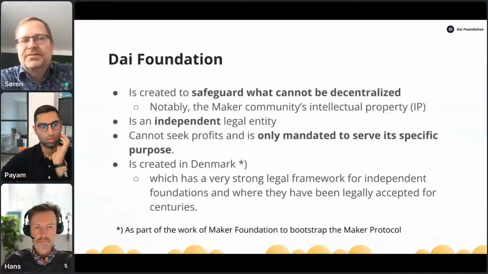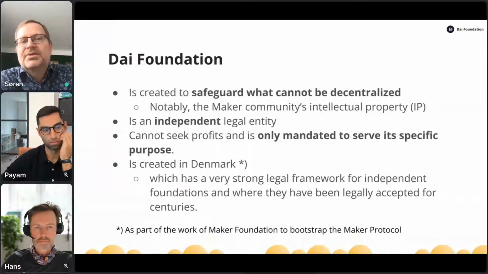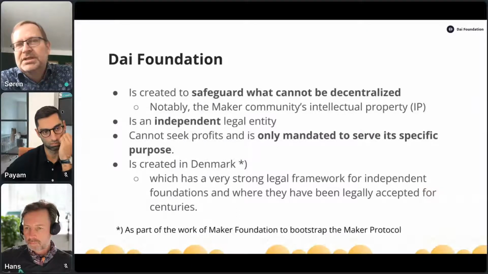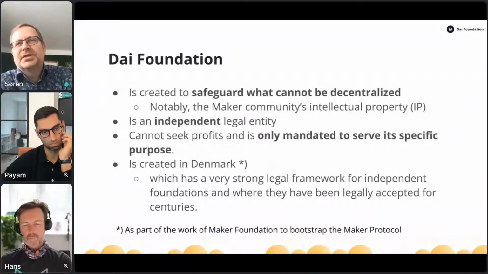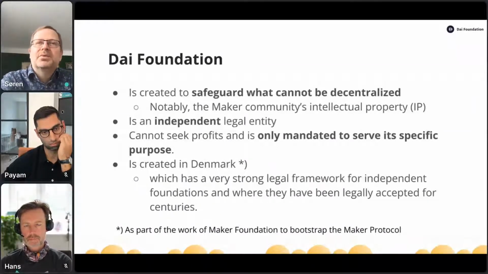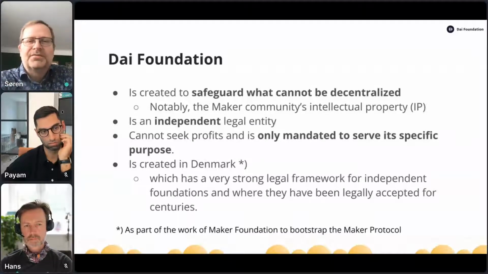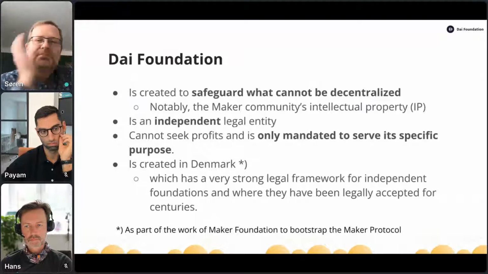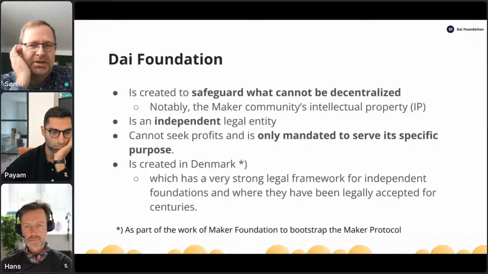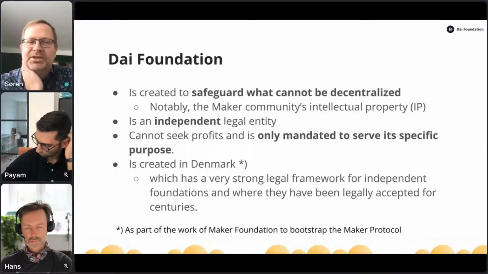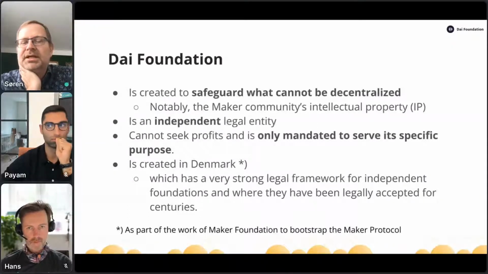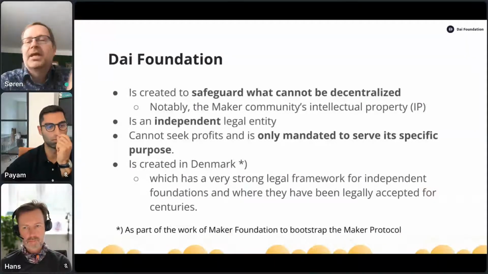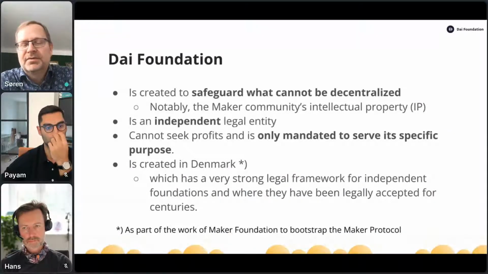Dai Foundation in itself is created to safeguard what cannot be decentralized. Because again, if it was something that could be decentralized, then we wouldn't have a quote-unquote single point of failure or a centralization point. So again, it is the intellectual property of the maker community that Dai Foundation safeguards. As I mentioned, it's an independent legal entity and it's a non-profit and has a very narrow mandate to serve.